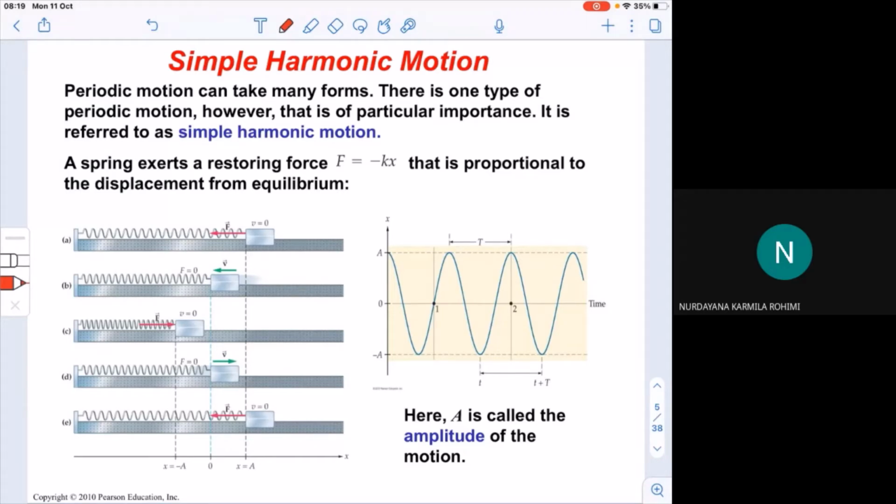If we concentrate on the figure, look at the left figure. This is an air track, and if you look carefully, the air track is connected to a spring. This is the glider, and this is the air track. When you look from this side, let's say your eyes are over here, you can see the glider is like this.